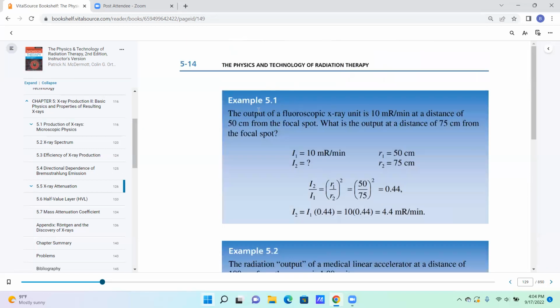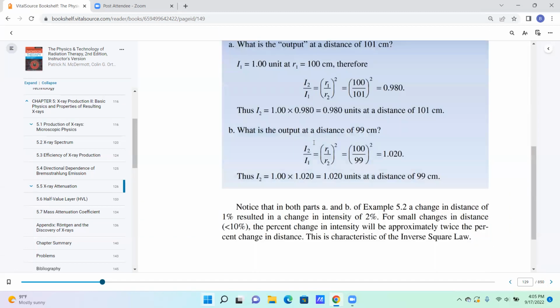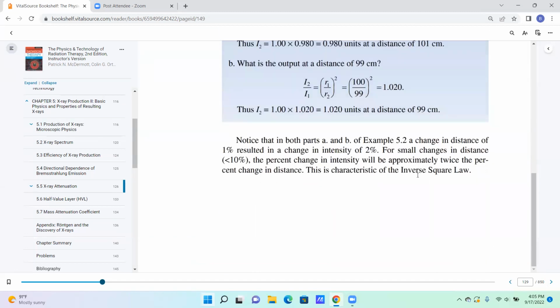If you work through the first one, you find that the output of a fluoroscopic X-ray unit is 10 milliroentgens per minute at a distance of 50 cm. What is the output at 75? Well, we know what the initial intensity is. We don't know what the final intensity is. That's what we're going to look for. We know what the distances are. Put them into the formula, solve for I2, and we have it.